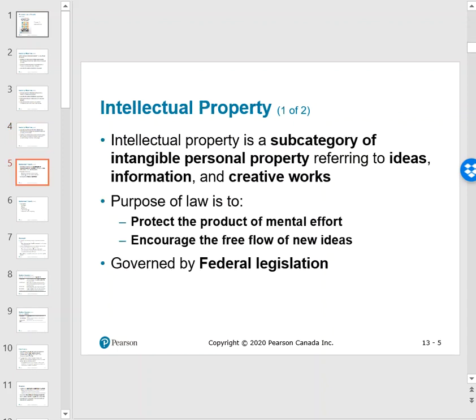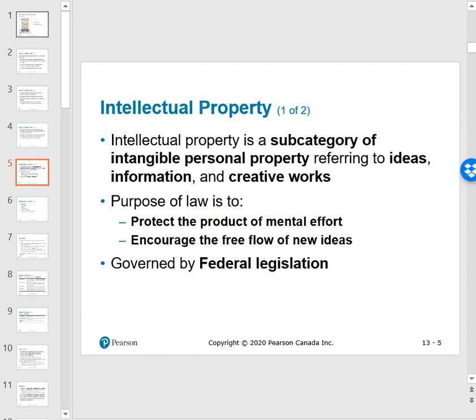So, as I said initially, intellectual property is a type of personal property, and it is a type of personal property that is not tangible, it is intangible, meaning we cannot touch. And this type of personal property refers to ideas, information, and also creations, creative works. So that's what intellectual property is.